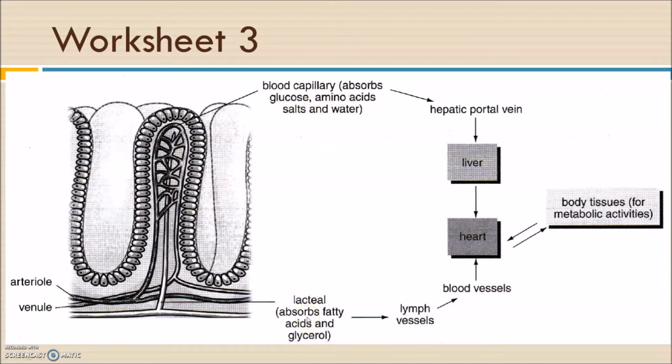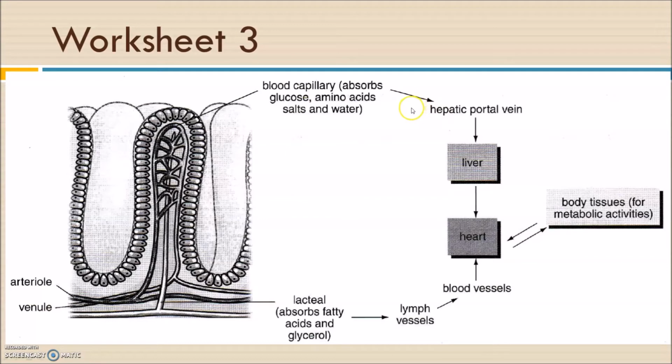fat-soluble substances. After the fatty acid and glycerol pass through the epithelial cell, they will be combined to form fat, and then the fat will go into the lacteal and be carried away. What I would like to mention is the direction, or the flow, of how the food is transported through our body.